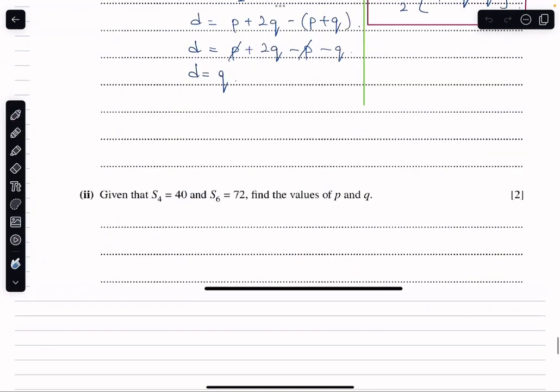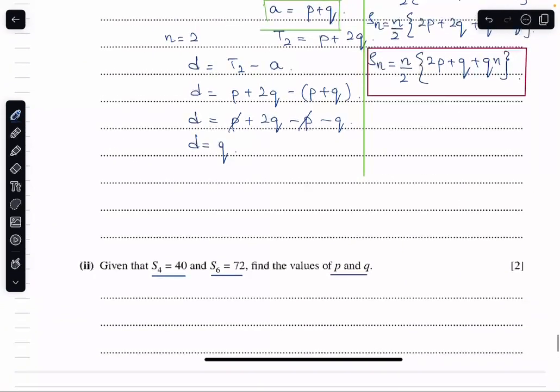Now the second part of the question says, given that S of 4 equals 40, S of 4 meaning the sum of the first 4 terms equals 40, and the sum of the first 6 terms equals 72, S of 6 equals 72, we need to find the values of p and q. In the previous part, we found Sn, the sum formula in terms of p and q, and this was n by 2 times 2p plus q plus nq.